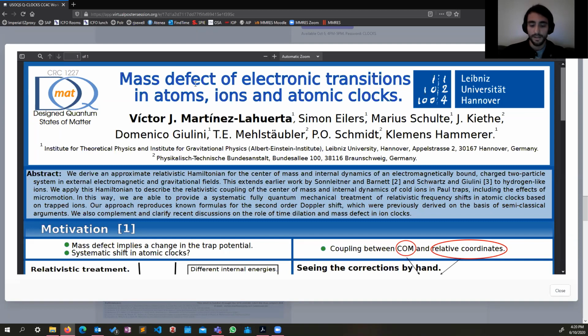We did that thanks to the work of Sonnleitner and Barnett and Sparks and Giulini, by expanding their work in order to take also into account charged ions and not only non-charged particle systems.